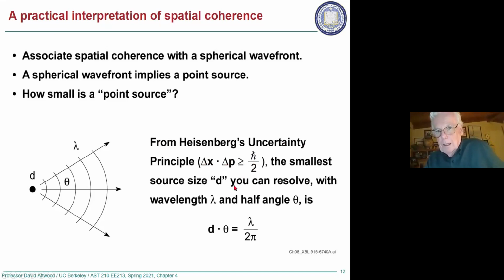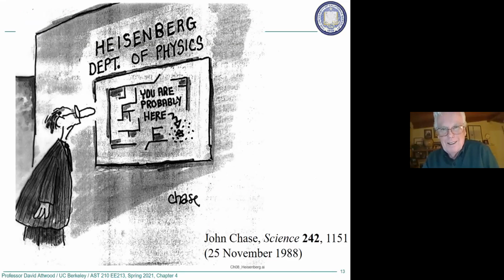By Heisenberg's uncertainty principle, the smallest source size you can resolve, the smallest d you can resolve, depends on the wavelength and the angle, and we're going to see that now. So how did I get this relationship? I'm going to make a little diagram. I was hoping it was in the next slide. It's not. Maybe I should have shown you that for a second.